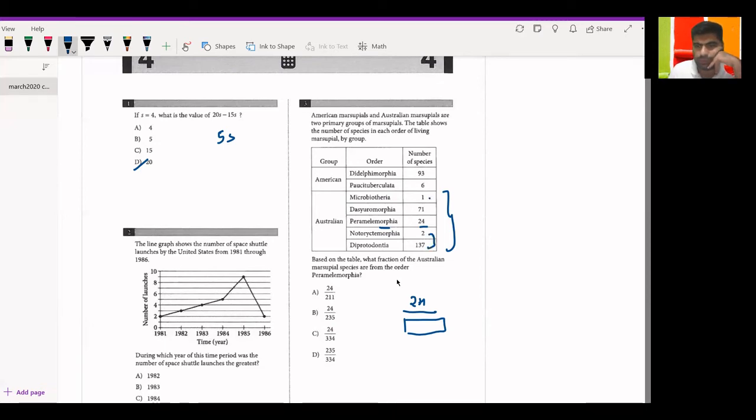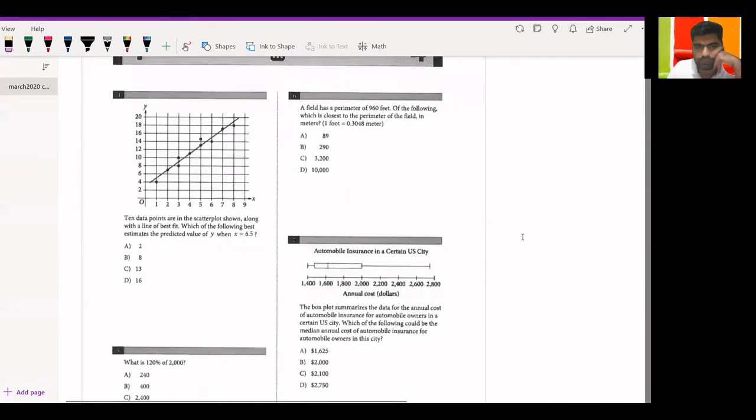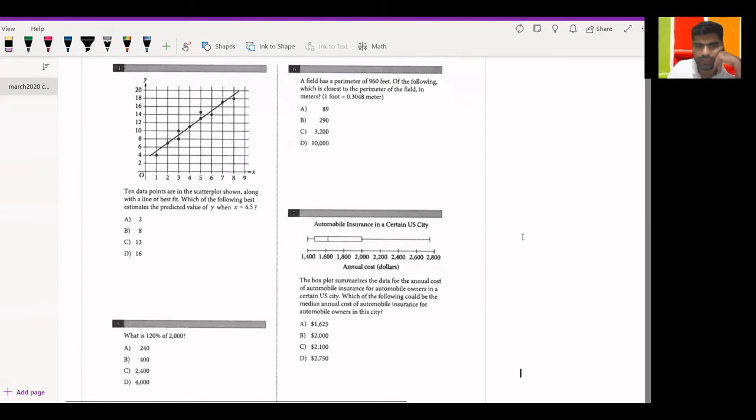So this is 139 plus 1 is 140. 140, and this seems to be 95. So 140 plus 100 is 240. So 235. 24 on 235. Okay. 3 questions done. Check our time after this particular page.